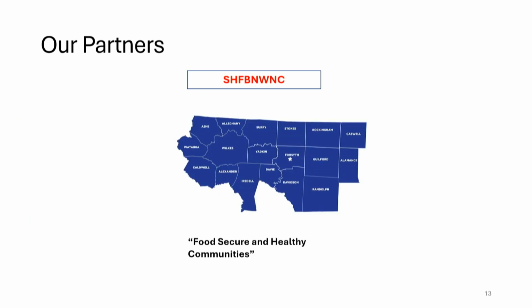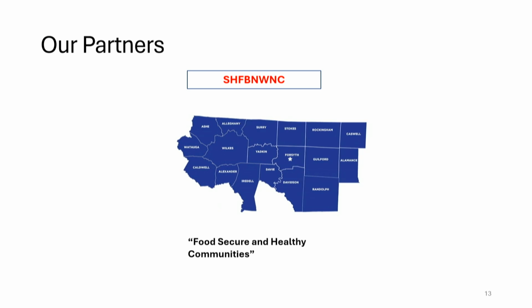Now if we look at Second Harvest Food Bank of Northwest North Carolina, they primarily serve counties in the western part of the state, 18 counties to be exact. Their vision is food secure and healthy communities. A lot of their counties are rural and in the mountainous region of the state. Up until recently, they operated one warehouse to serve all of the different partner agencies within their network, which necessitated some interesting strategies for making the food more accessible to their partners.